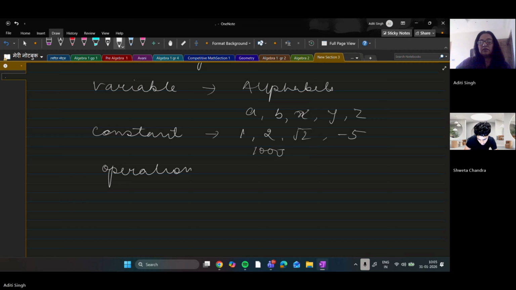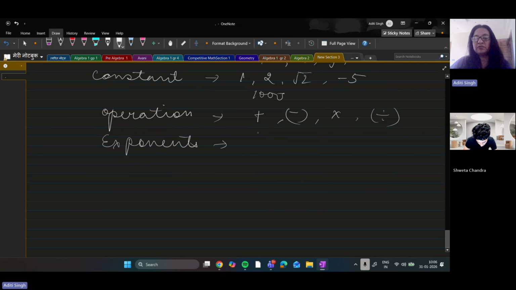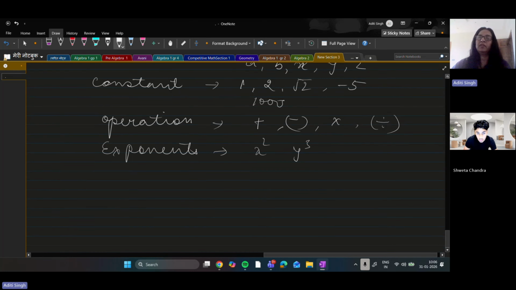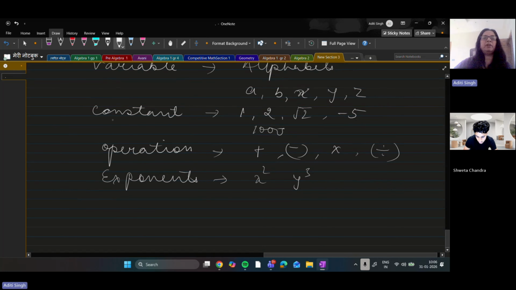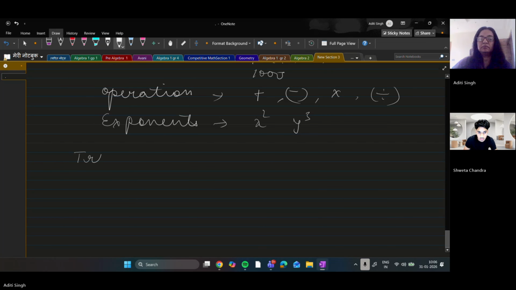Then you have operation. Operation is plus, minus, multiplication, and division. All these are operation. And then you have exponents, which is x squared, y cube, right? In this way, we call it an exponent. When you combine all the four, that means variable, constant, operation, and exponent, if I combine them and multiply them, I will get term, T-E-R-M, term.